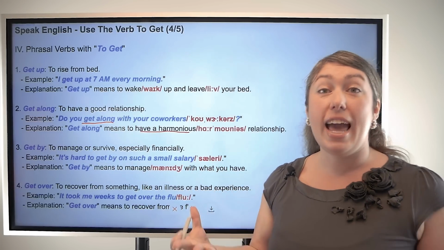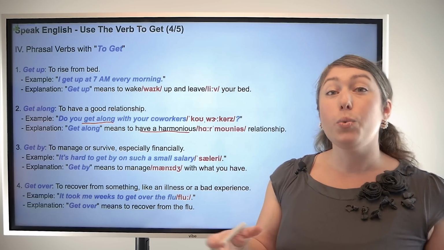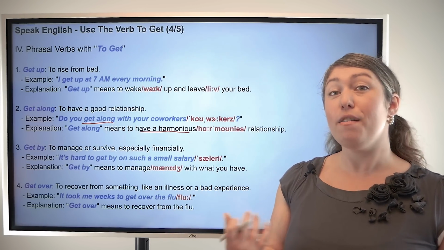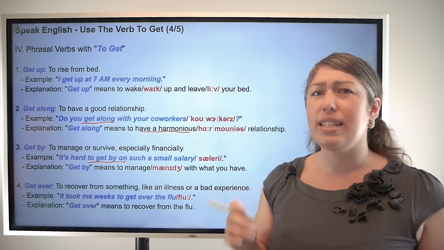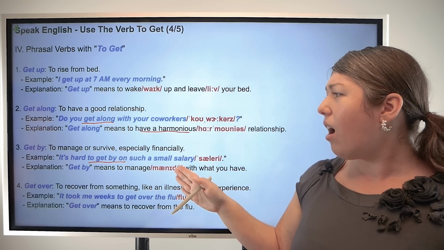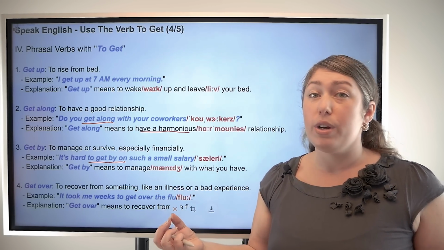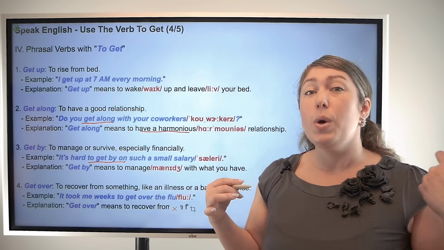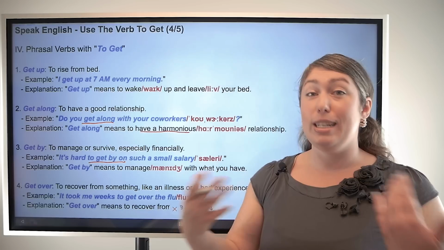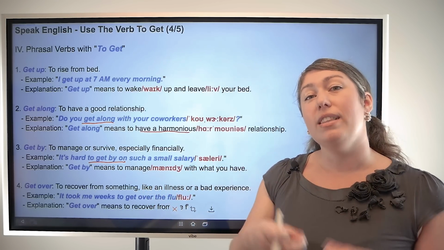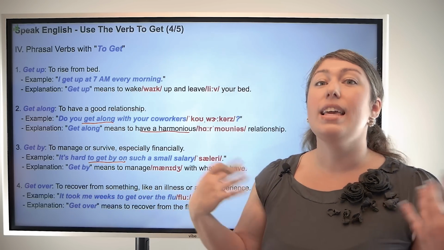Number 3, get by. This means that you survive or you do all right with the resources that you have on hand. For example, it's hard to get by on such a small salary. This means it's hard to manage with a small salary, with a low salary. Or, for example, it's hard to get by with very little food. You can certainly do it, it's possible, but this refers to when you have limited resources and you're doing the best you can.